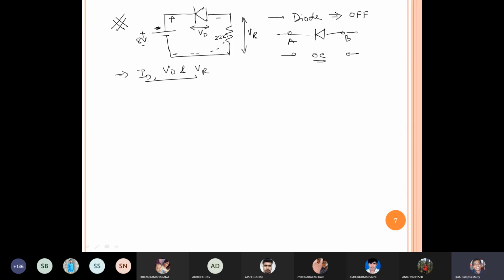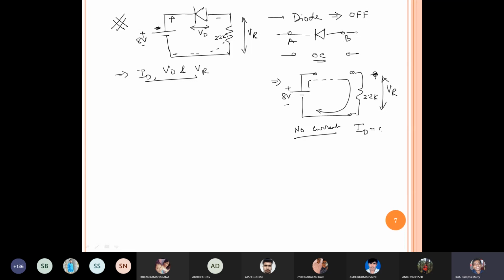So in this case, if I apply this concept, then my circuit will be like this. So it is my A, it is my B, then this one. Sorry, it is my VR. I do not know what is the terminal voltage, that means positive or negative, I do not know. So it is positive, it is negative. It is 8 volt. So it is open circuit, I have written. Now there will be no current flow in this way because it is open. So no current. As there is no current flow, ID will be 0.